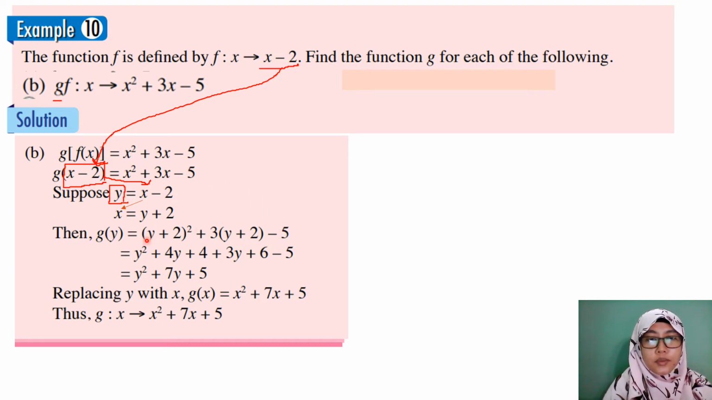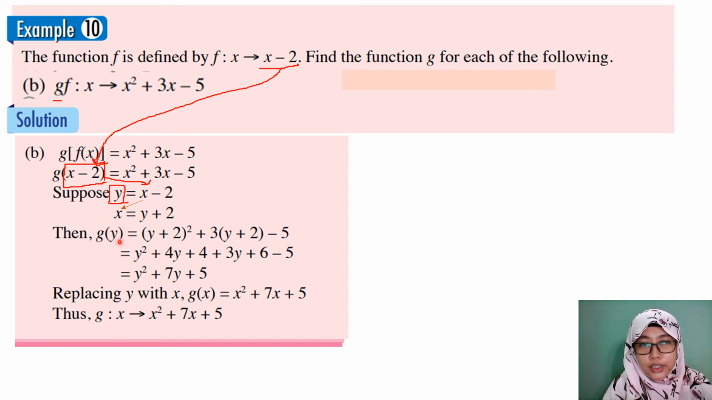So we need to substitute in the terms of y. Dan dia akan jadi gy lah. Okay, so next you must simplify all these terms. Okay, you simplify until you get y square plus 7y plus 5. Ini adalah gy. Okay, so bila dah gantikan dengan gy, soalan dia nak gx, dia bukan gy. So the next step you just change the terms of y ni, gantikan dengan x.